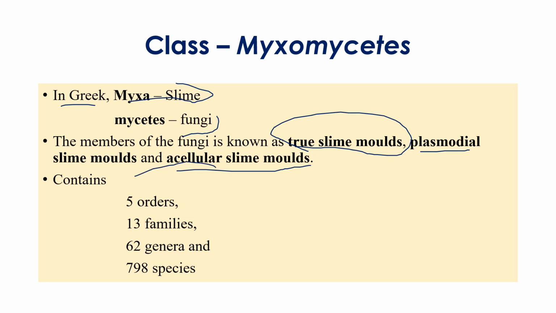They contain almost 5 orders, 13 families, 62 genera, and around 800 species, nearly 798 species. But we are going to see 6 orders instead of 5, because I added one extra order from another classification for adding extra points and for future reference as well.